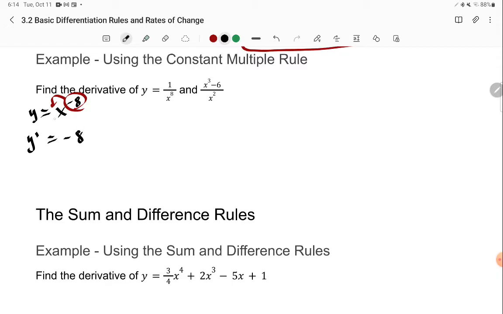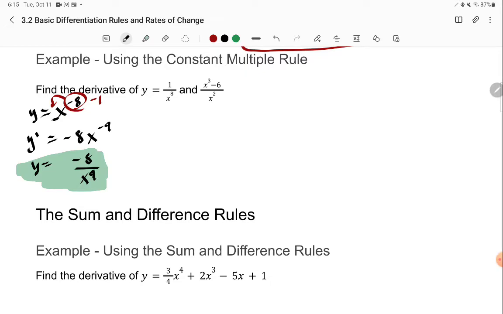And the constant out front right now is 1, so it's just negative 8 times 1, or negative 8. x, and remember, you're subtracting 1. So when your exponent is already negative, it's going to be negative 8 minus 1, or negative 9. And you can even rewrite this as negative 8 over x to the 9th. And this would be our final answer. That's as far as we could get. And that looks like a 7, but that's a 9.